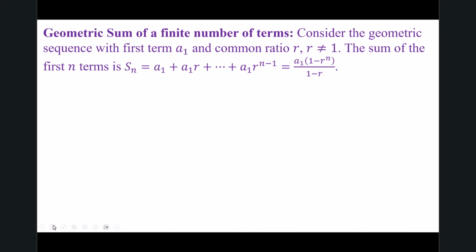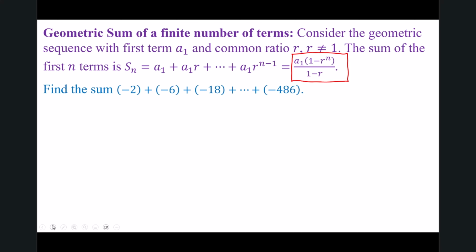Consider the geometric sequence with first term a sub 1, a common ratio r, where r is not equal to 1. The sum of the first n terms, so s sub n equals a sub 1 plus a sub 1 times r, etc., equals a sub 1 times 1 minus r to the n over 1 minus r. So if I need to find the sum of the first n terms of a geometric sequence, this is the formula that I will use.